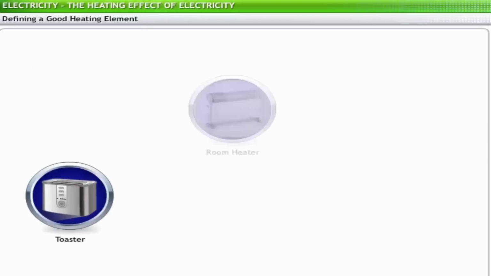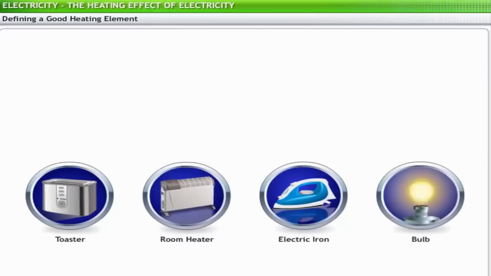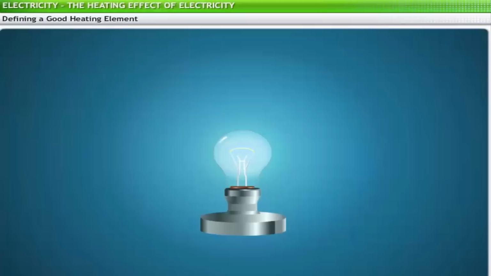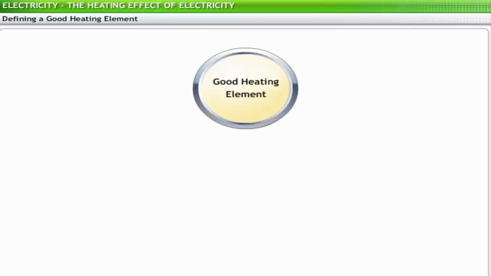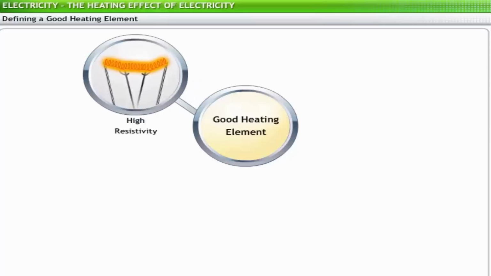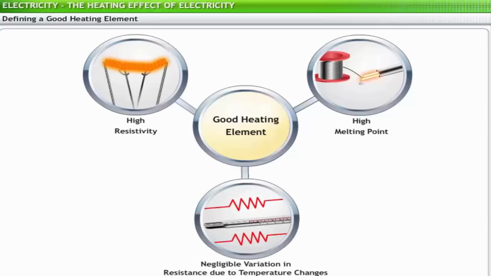Metallic conductors used in electrical heating appliances to convert electrical energy into heat are called heating elements. For example, the filament in a bulb is a heating element. A good heating element should have high resistivity so that it gets heated quickly, a high melting point to enable it to withstand high temperature, and negligible variation in resistance due to temperature changes.